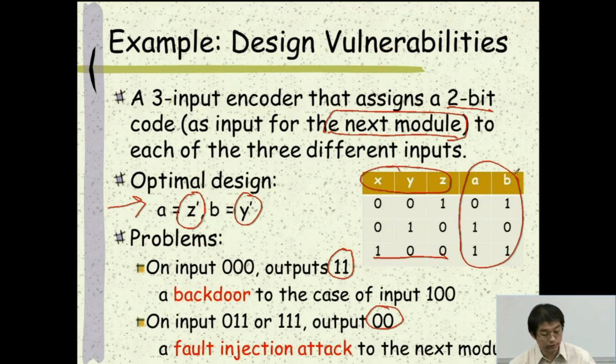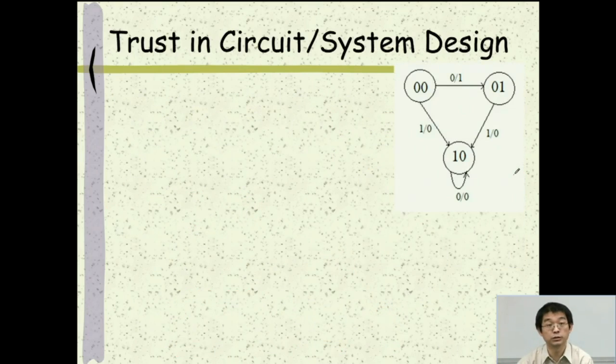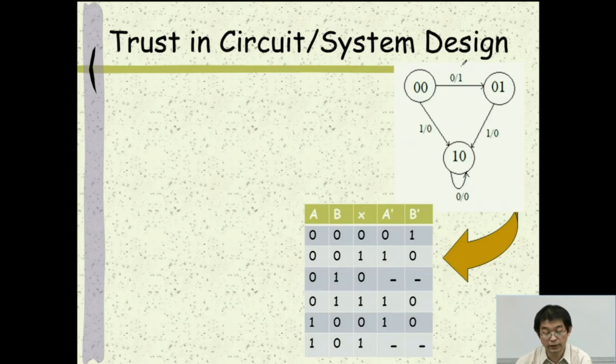On the next slides, we're going to see an example of sequential system design, where we have a three-state finite state machine. We have state 0, 0, state 0, 1, and state 1, 0. This diagram shows that if I'm at state 0, 0, for example, on input x equal to 0, I'm going to move to state 0, 1, and output a 1.